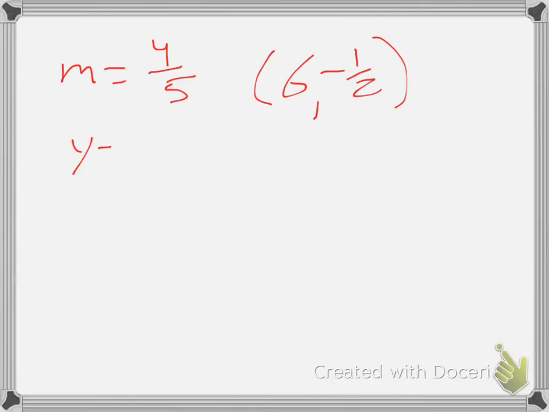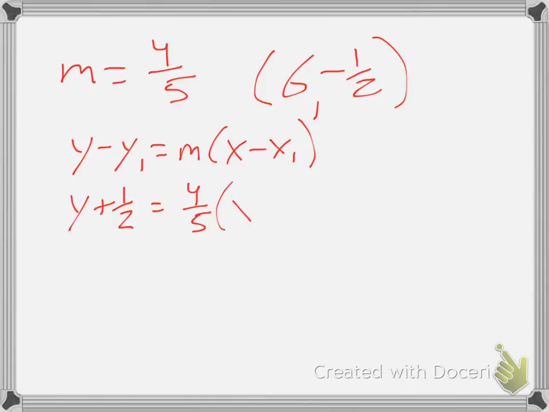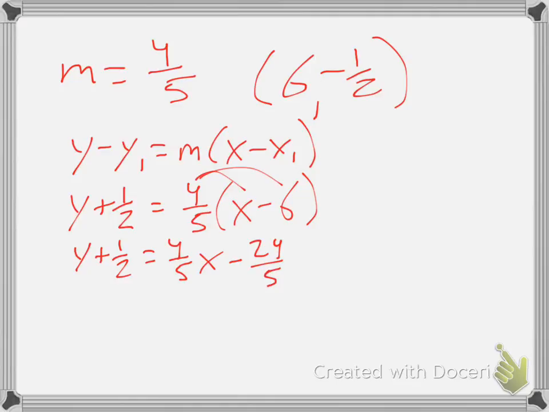So I'm going to put it into y minus y1 equals m times x minus x1. So it's y plus 1/2. Why is it plus 1/2? That's my negative; you're subtracting a negative. And 4/5 times x minus 6. Distribute. So y plus 1/2 equals 4/5 x minus 24/5.